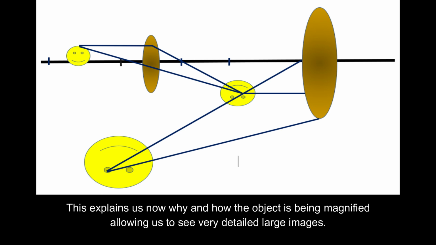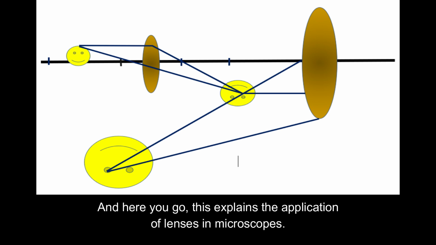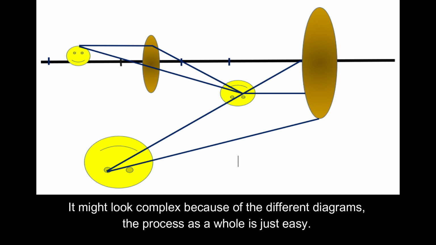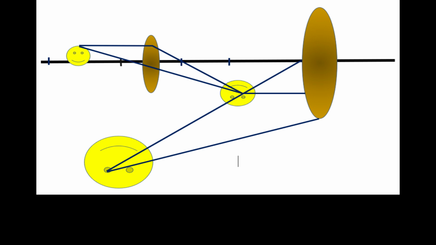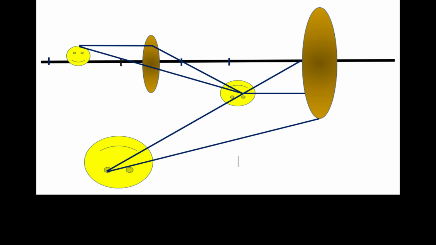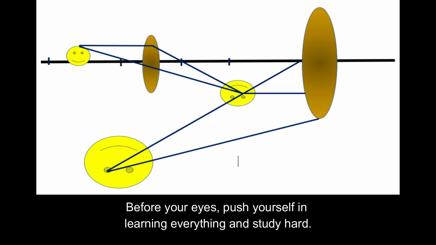This explains to us why and how the object is being magnified, allowing us to see very detailed large images. And here you go. This explains the application of lenses in microscopes. It might look complex because of the different diagrams. The process as a whole is just easy. Again, how optical devices such as these manipulate every object we see is just magical and spectacular. Before your eyes, push yourself in learning and study hard.